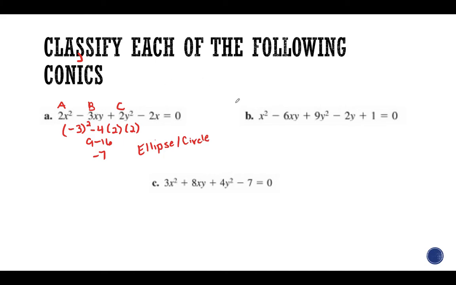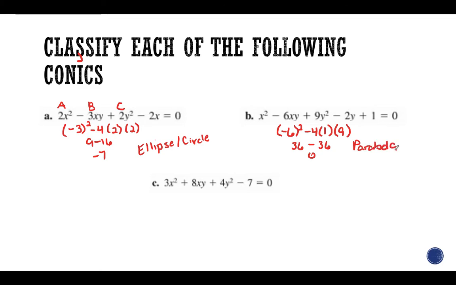Let's do a couple more here real quick. We'll fly through these examples relatively quickly. We do the same thing here and set up our discriminant. Negative 6, that's my b value, squared, minus 4 times a, which in this case is 1, the coefficient on the x squared term, times c, the coefficient on the y squared term. Negative 6 squared is 36. Negative 4 times 1 times 9 is a negative 36. And we end up with 0. Because our discriminant in this case is 0, we are going to have a parabola.